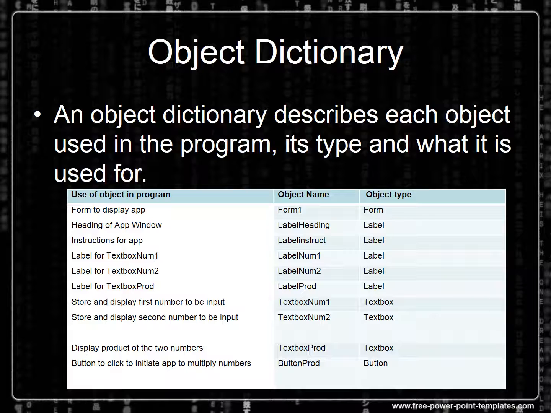In other words, this is going to be the first number you type in, and that'll be a label. And the same for the second one. This is the second number you're going to type in, and that will be a label. And then finally a label showing where the product of the two numbers will appear.